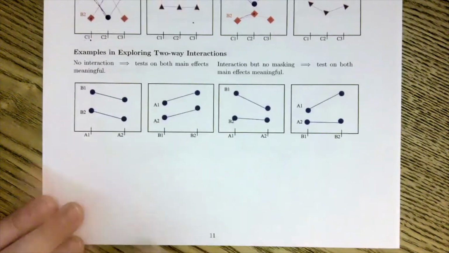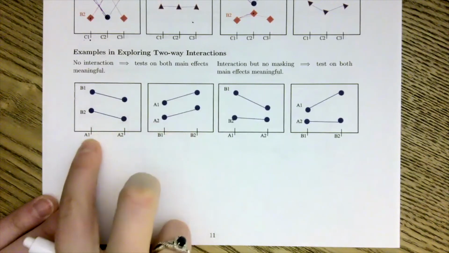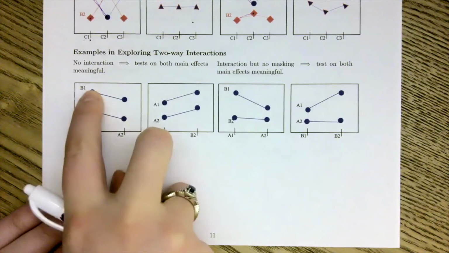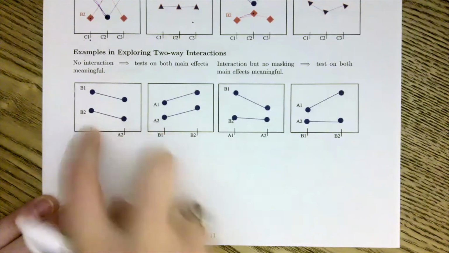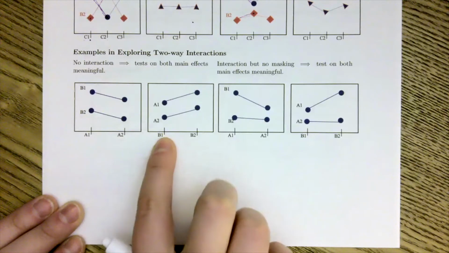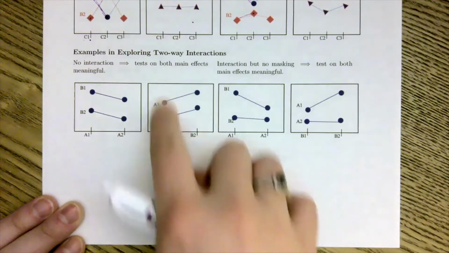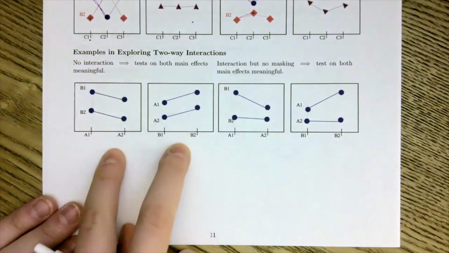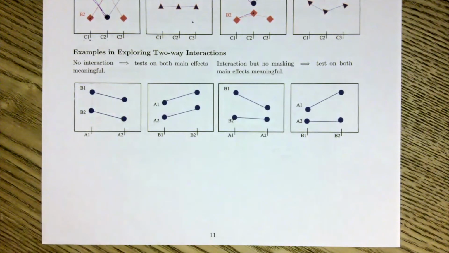So example 1 is these two where we have treatment A with levels 1 and 2 and treatment B with levels 1 and 2. And then here it's just having treatment B on the X and A as the trace factor. In this example, we have no interaction. So there's no co-directional, no anti-directional, no separation, no masking, because there is no interaction. These lines are parallel, so both the tests on the main effects will be meaningful.